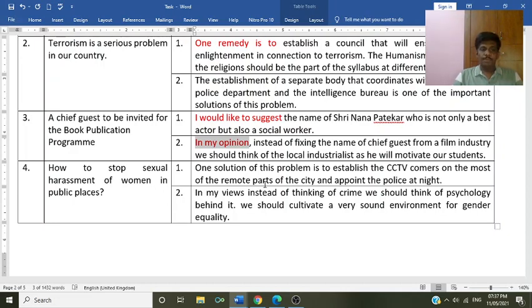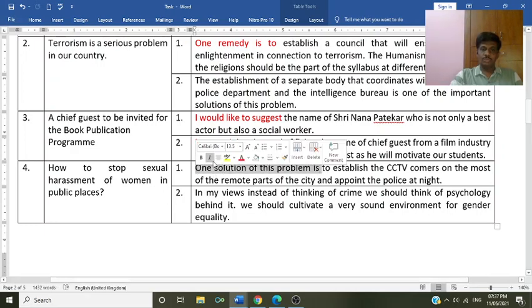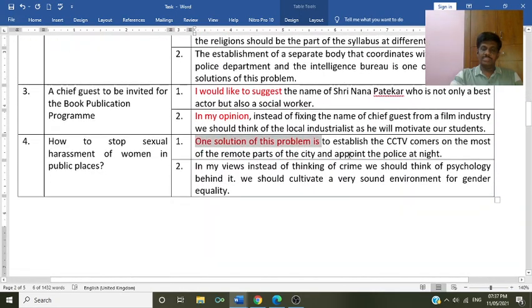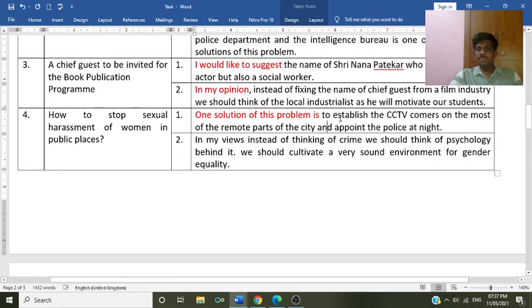Then see the fourth problem: how to stop sexual harassment of women in public places. Two solutions were given here. One solution of this problem is here. You can see the same structure is used here. One solution of this problem is, which we have used in the first situation, to establish the CCTV cameras on most of the remote parts of the city and appoint the police at night. This is what you can see, one point or two solutions.